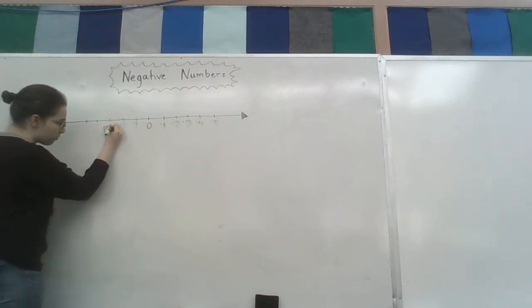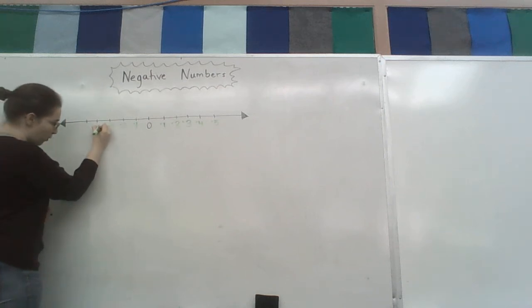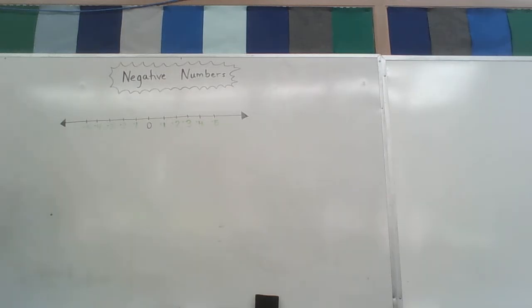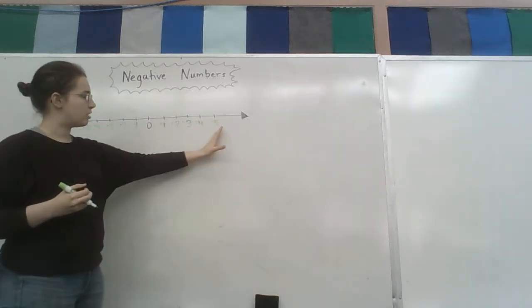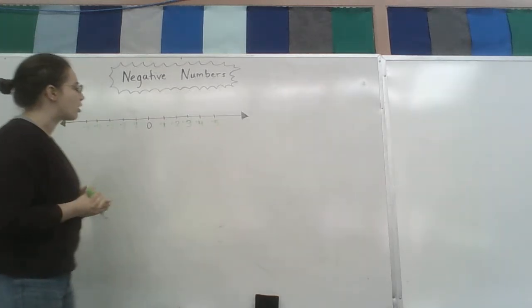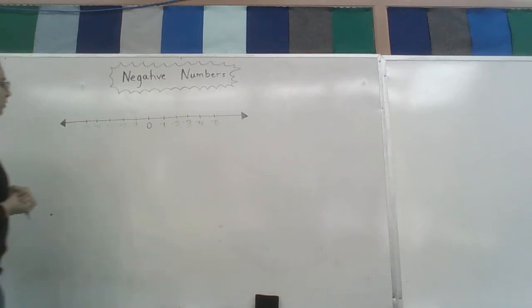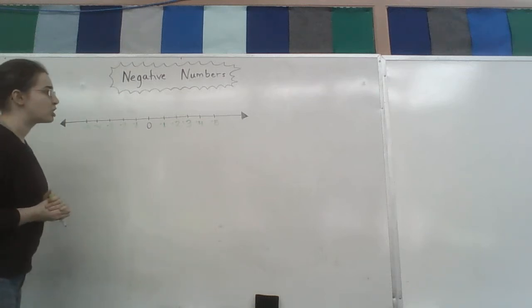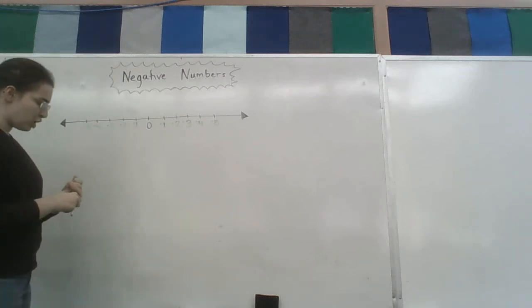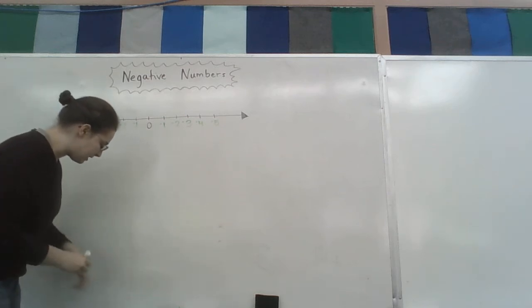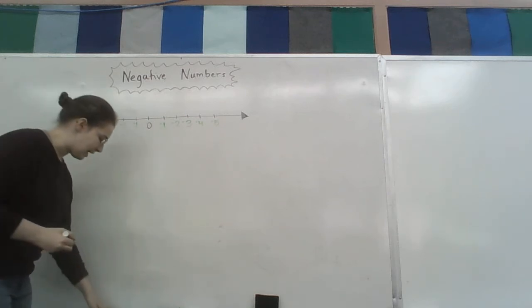Then we have negative 3, 3 less than 0, negative 4, 4 less than 0, negative 5, 5 less than 0. So we've got our nice little number line here, showing that the positive numbers, the normal numbers on the right-hand side here, are how much more than 0. These negative numbers are how much less than 0. So let's give an example. Let's do an example of this with a game.